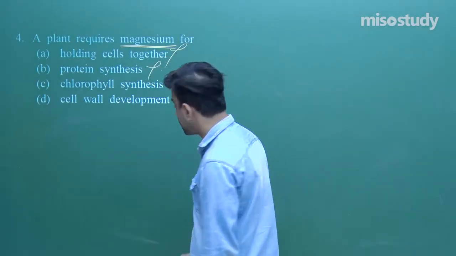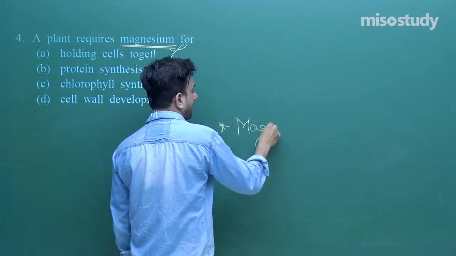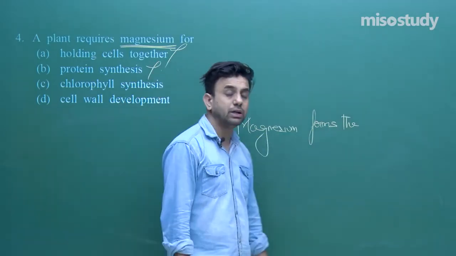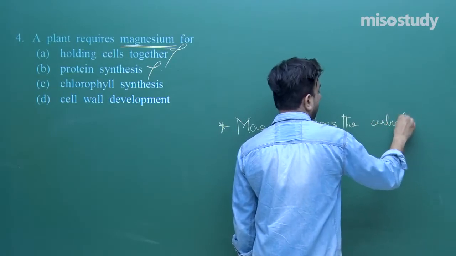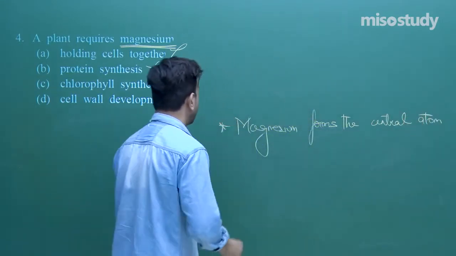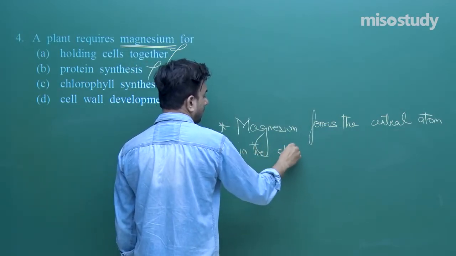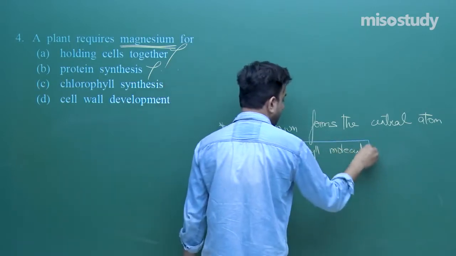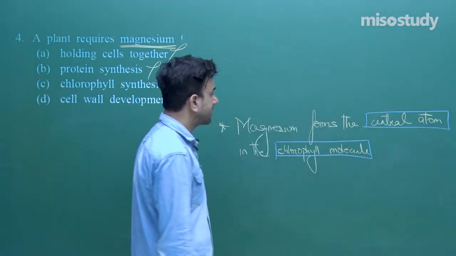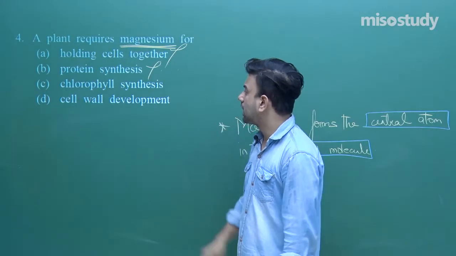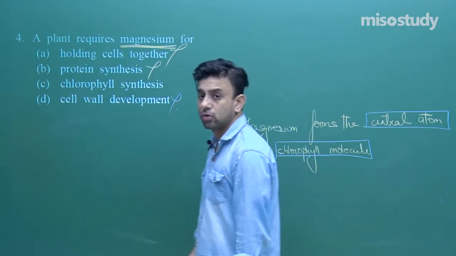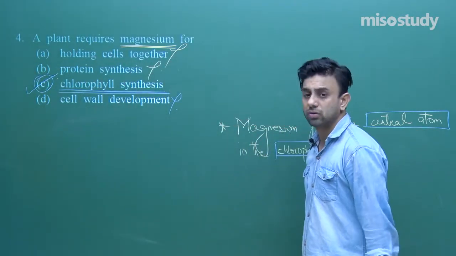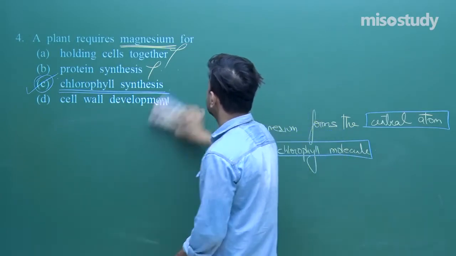Chlorophyll synthesis, yes. Magnesium forms the central atom in the chlorophyll molecule. Cell wall development also is not required. So a plant requires magnesium for chlorophyll synthesis.